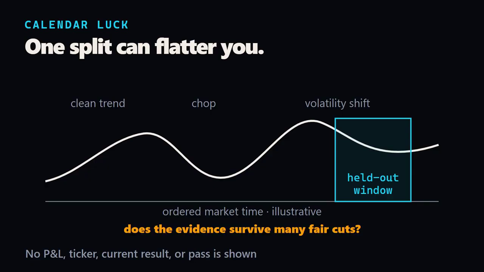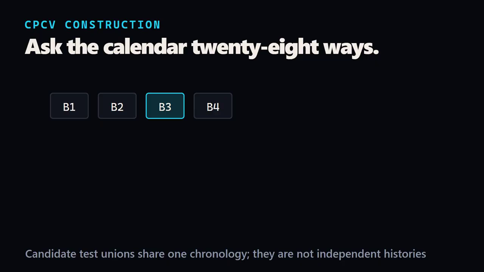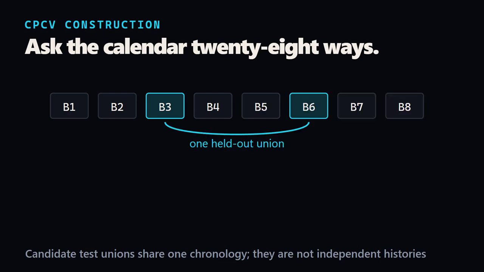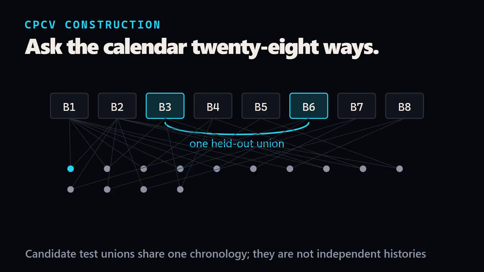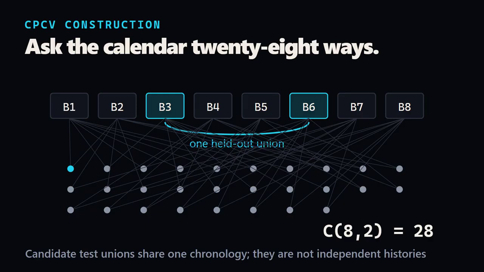CPCV begins with one ordered history, not shuffled rows, divided into 8 consecutive blocks, and hold out 2 at a time. Each held-out union is one test path. The other blocks are a training side only when a model is fitted. 8 choose 2 gives 28 candidate test unions. Instead of one split, inspect the distribution of test path behavior.